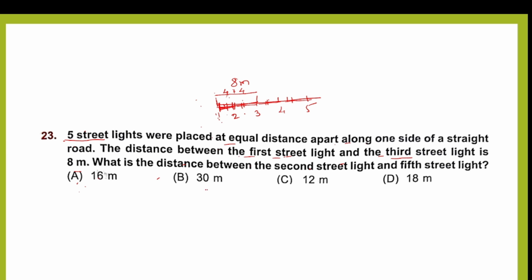Now we can find the distance between the second street light and the fifth street light. That means we have to find this distance from 2 to 5. We can write here 4 meters, then 4 meters and 4 meters. That means 4 plus 4 plus 4. So 4 plus 4 is 8 and 8 plus 4 is 12. So the answer is 12 meters. That is, option C is correct. So the distance between the second street light and the fifth street light is 12 meters.